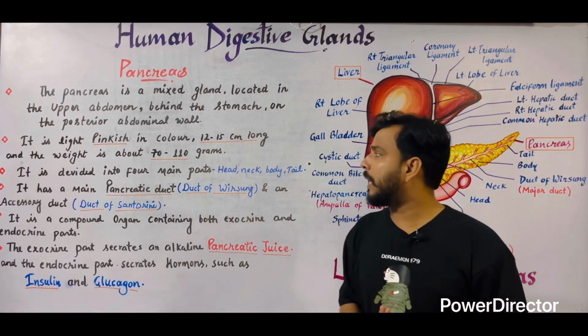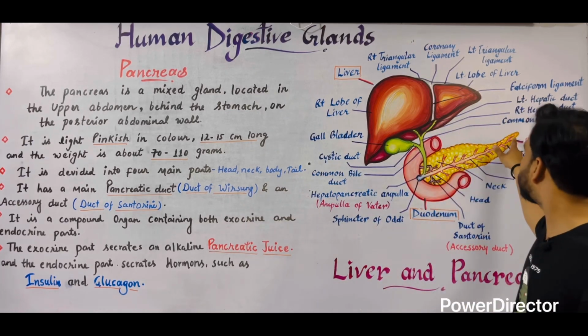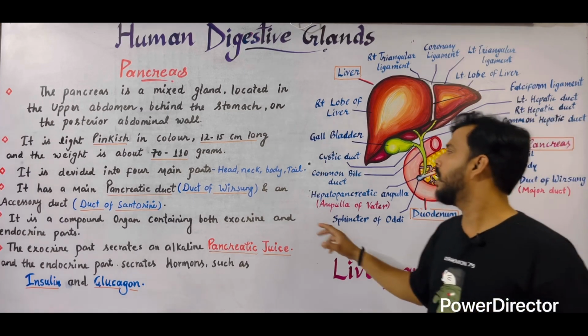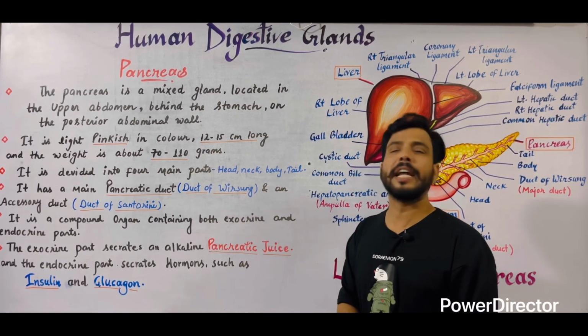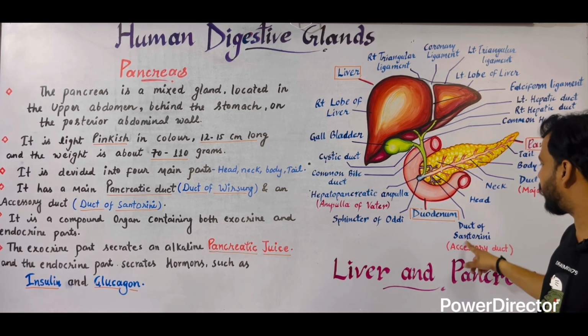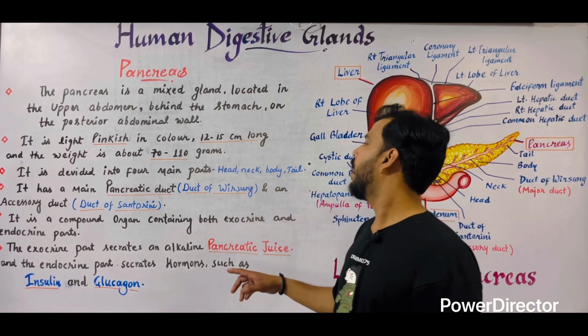It has a main pancreatic duct which is also known as the duct of Wirsung. As you can see, this is the main pancreatic duct, the duct of Wirsung or the major duct, and an accessory duct, the duct of Santorini. And the accessory duct, as you can see here with purple color, is the duct of Santorini. Both the ducts open into the duodenum.